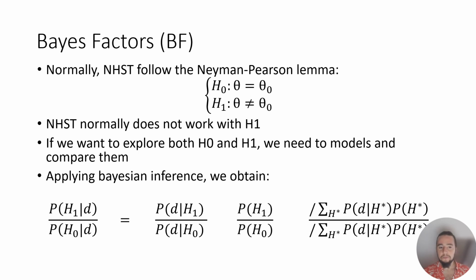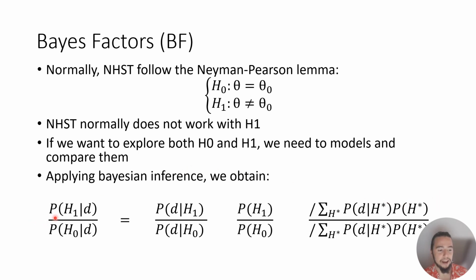Normally in NHST we have the Neyman-Pearson lemma, that is called H0 and H1, but normally we don't work with H1. However, if we want to explore both H0 and H1, we need to model both of them from a Bayesian perspective and then compare them. So now we can have a posterior distribution of H1, that is basically the likelihood under H1 multiplied by the prior of H1, divided by the marginal likelihood of the whole scenario.